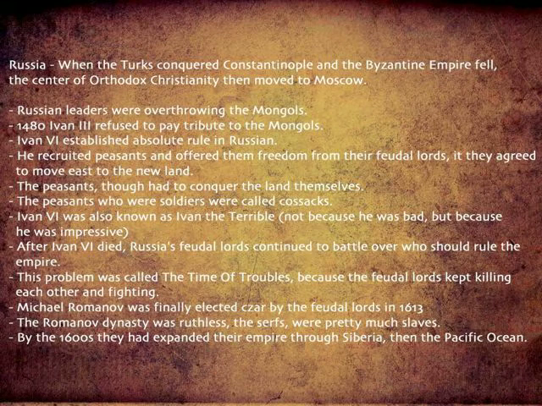After Ivan IV died, Russia's feudal lords continued to battle over who should rule the empire. This problem was called the Time of Troubles, because the feudal lords kept killing each other and fighting. Michael Romanov was finally elected Tsar by the feudal lords in 1613. The Romanov dynasty was ruthless. The serfs were pretty much slaves. By the 1600s, they had expanded their empire through Siberia, then to the Pacific Ocean.